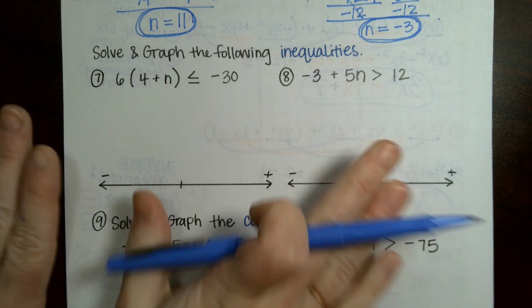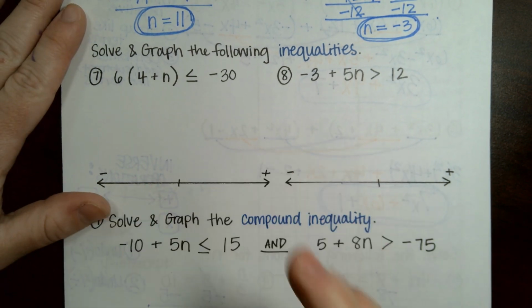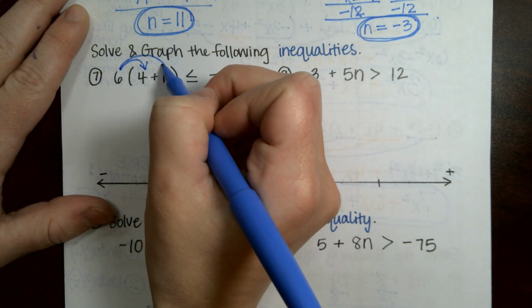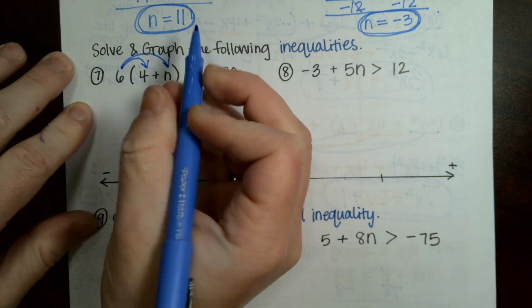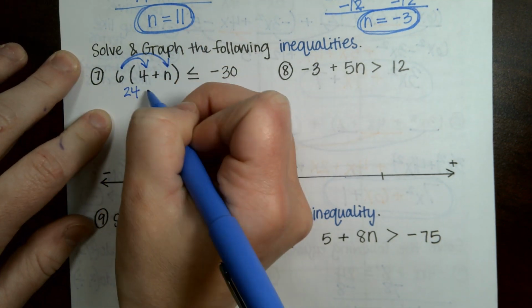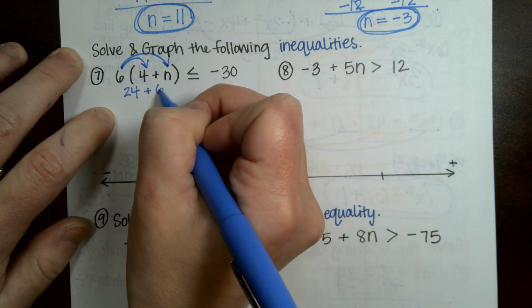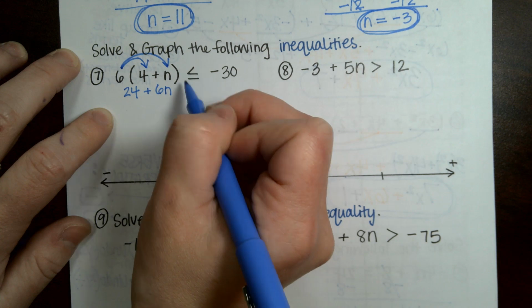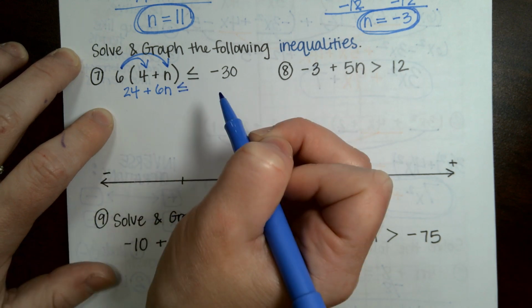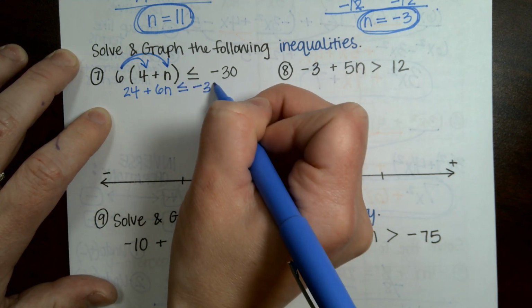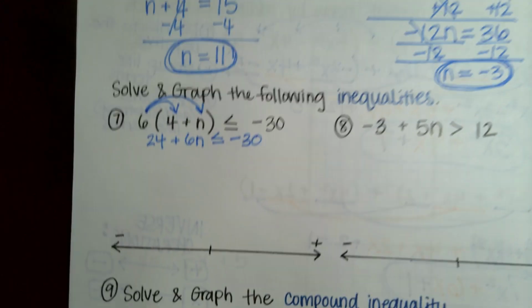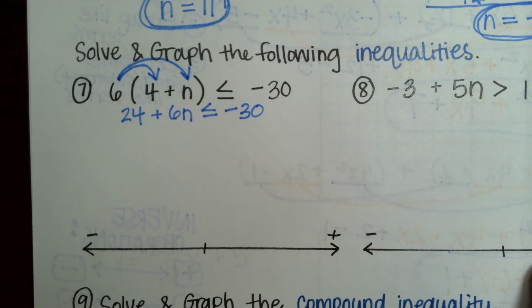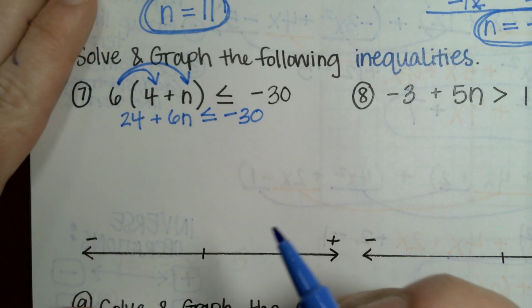So, let's start with number 7. What should I do? Yeah, we got to solve for n first, so let's distribute. 6 times 4, what's that? 24 plus 6 times n. 6n is what? How you say this? Good. Less than or equal to negative 30. Okay. Zoom in a little here for y'all. Okay, what do we do next?